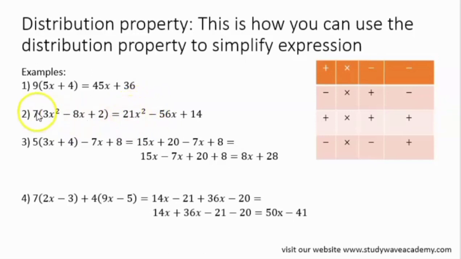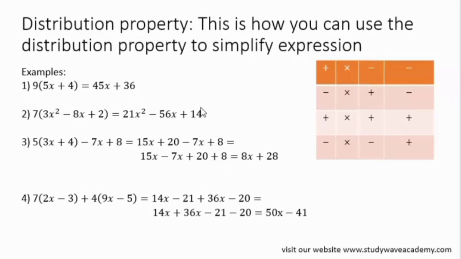Then we do 7 times minus 8x. Our answer is going to be minus 56x. Then our next step is 7 times 2. Our answer is 14. So what is our next step?